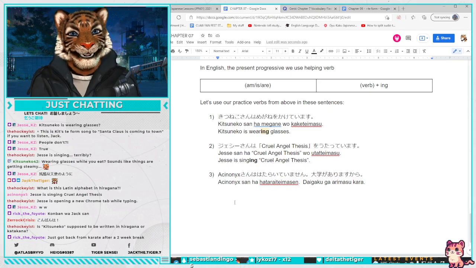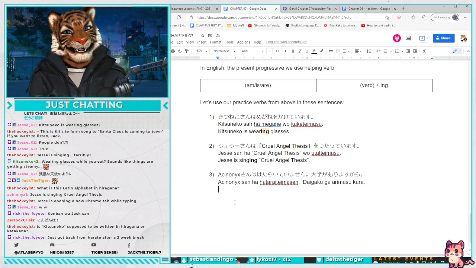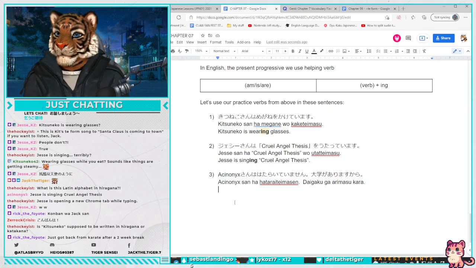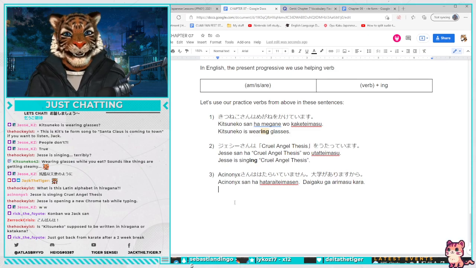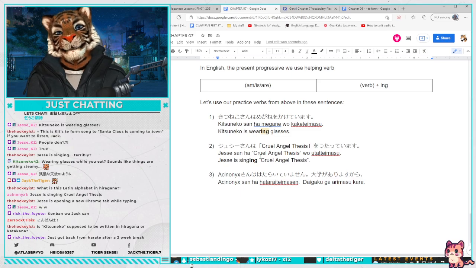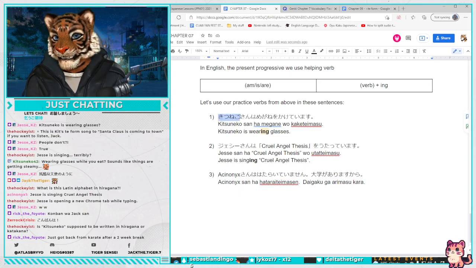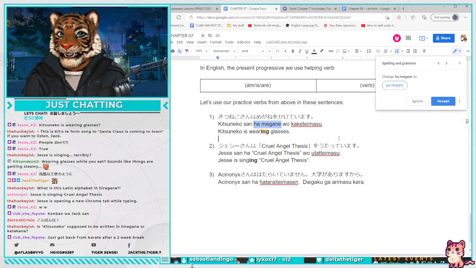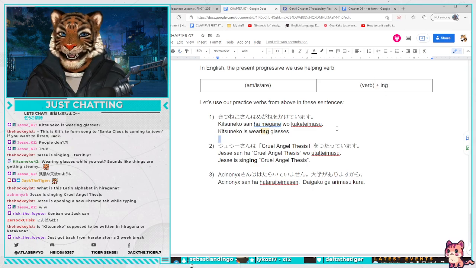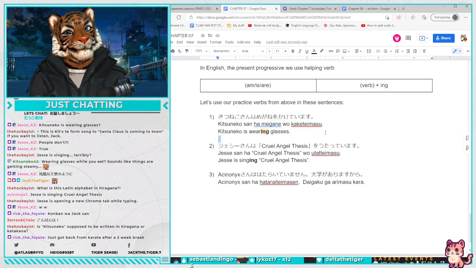Just got back from karate after a 2-week break. Nice. Is Kitsuneko-san written in hiragana or katakana? Because it's a name. I could put it in katakana.